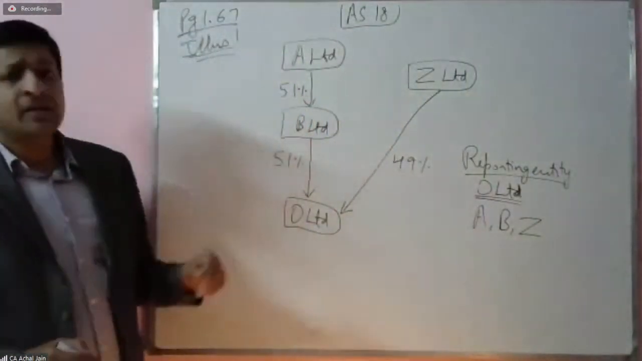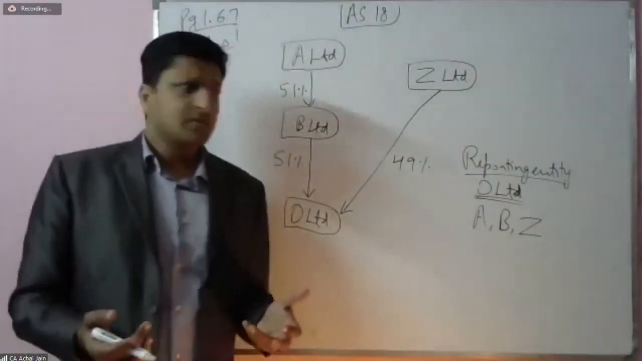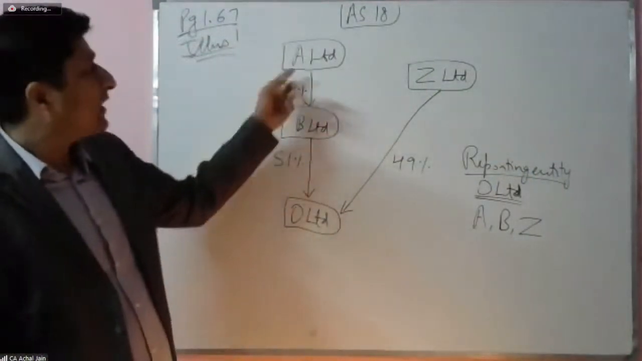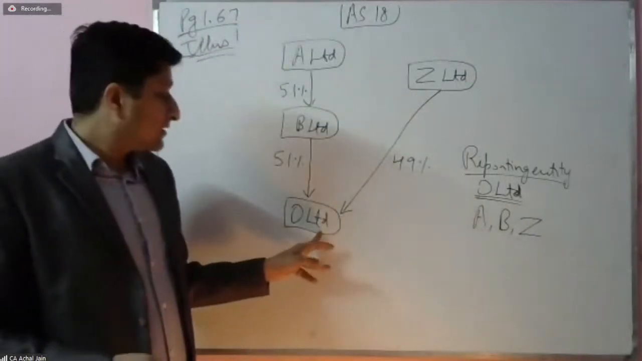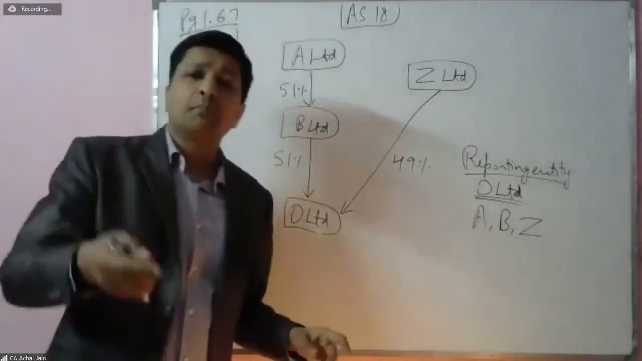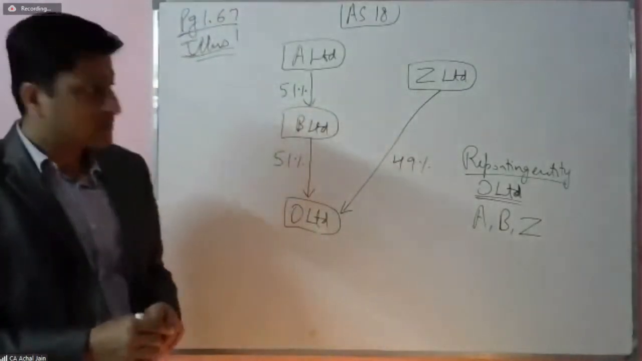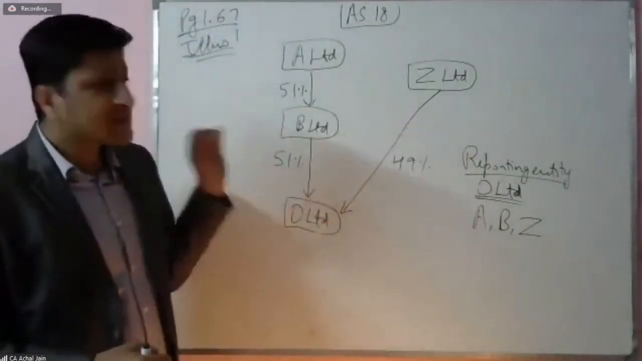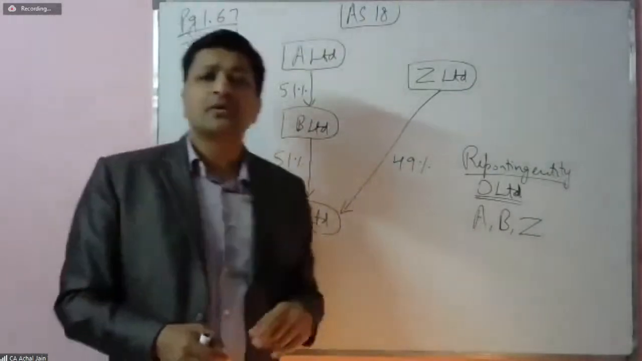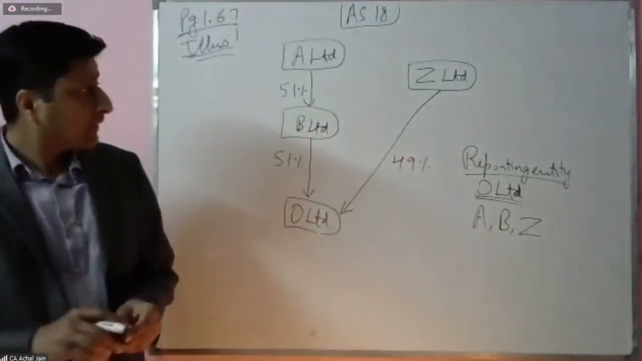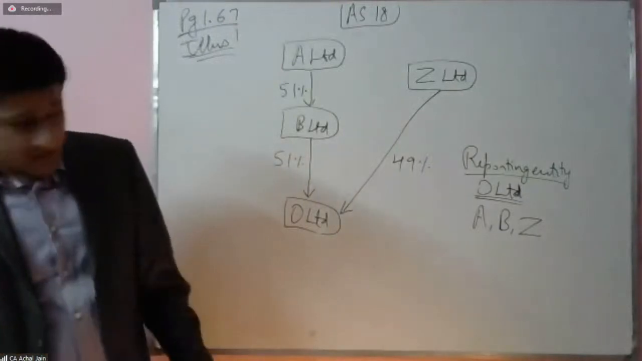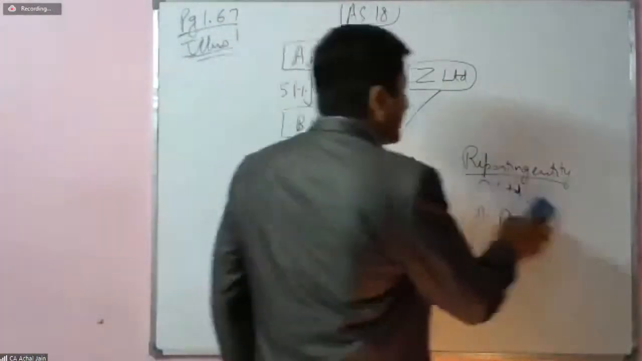Why A and B? Because they are holding companies. B is immediate holding, A is ultimate holding. And Z. Z means a company having significant influence. Why? Because it is more than 20%. Correct? Yeah. Now, next one is Z limited.